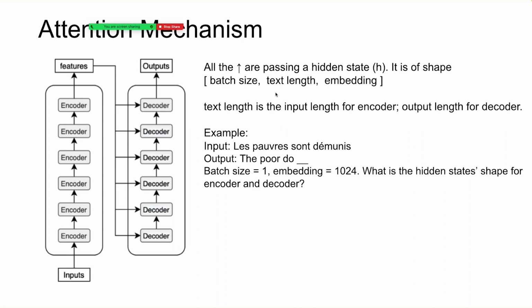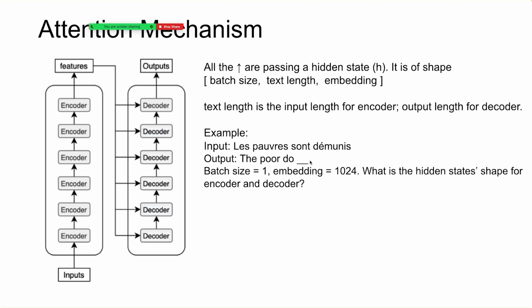When I generate the translation of this sentence from French to English, and as I said, I'm generating tokens one by one. I have already got "the poor do", right? And I'm going to generate the fourth token. Assume the batch size is 1. I'm only generating this one sentence. And the embedding is 1024.